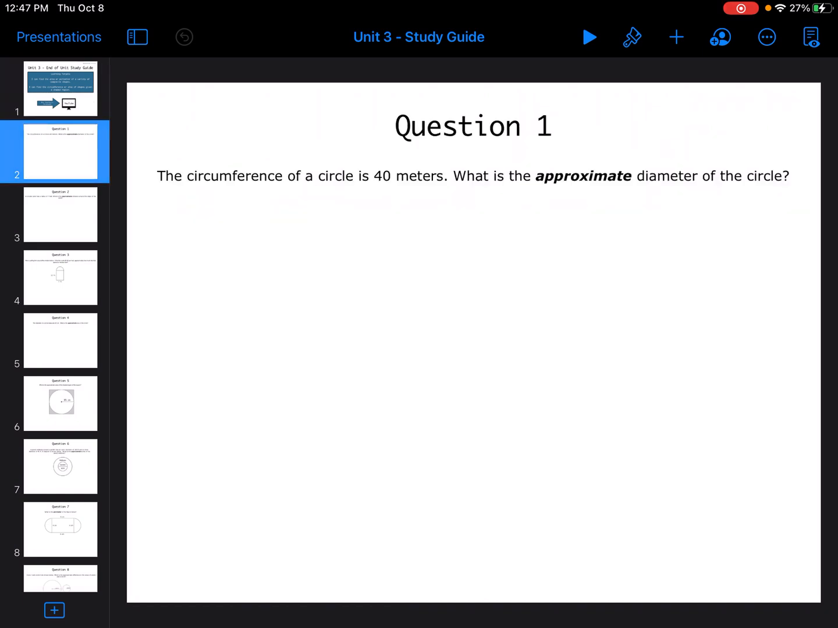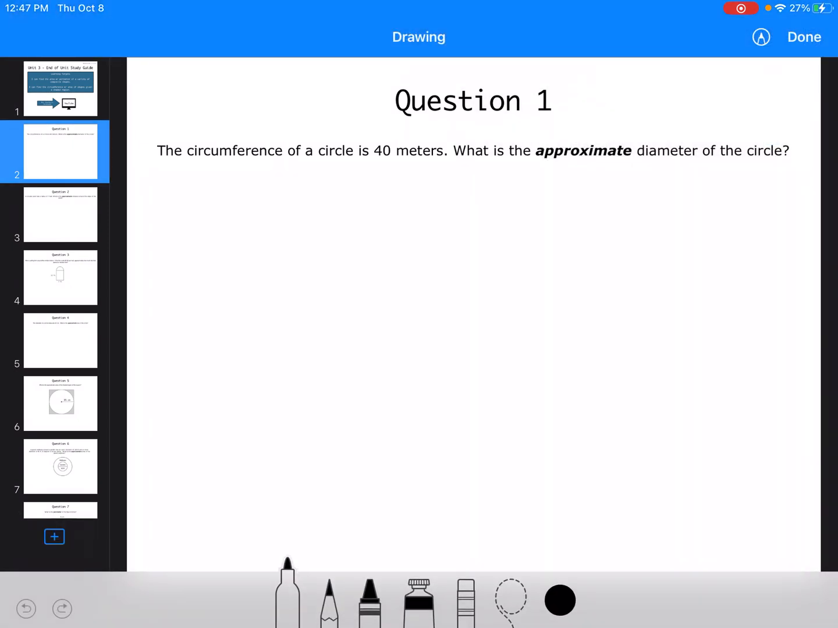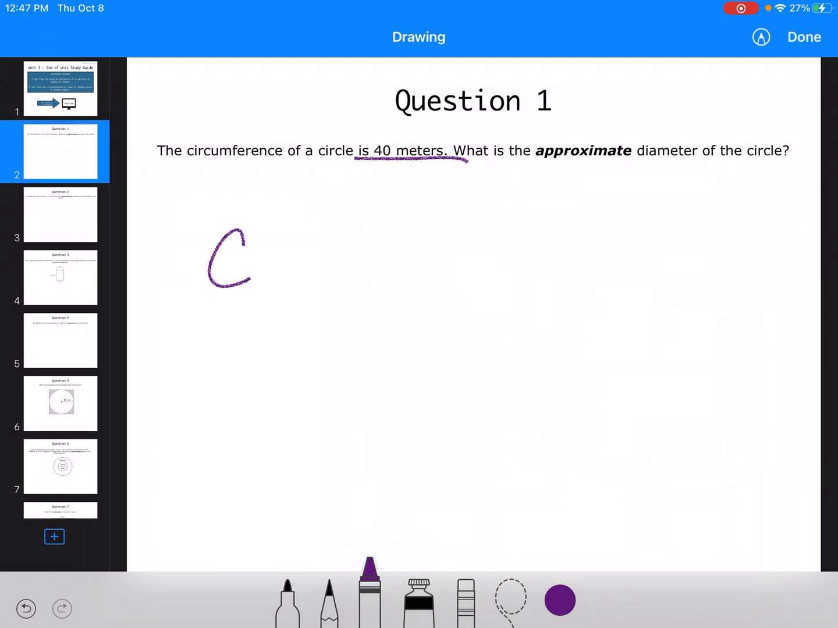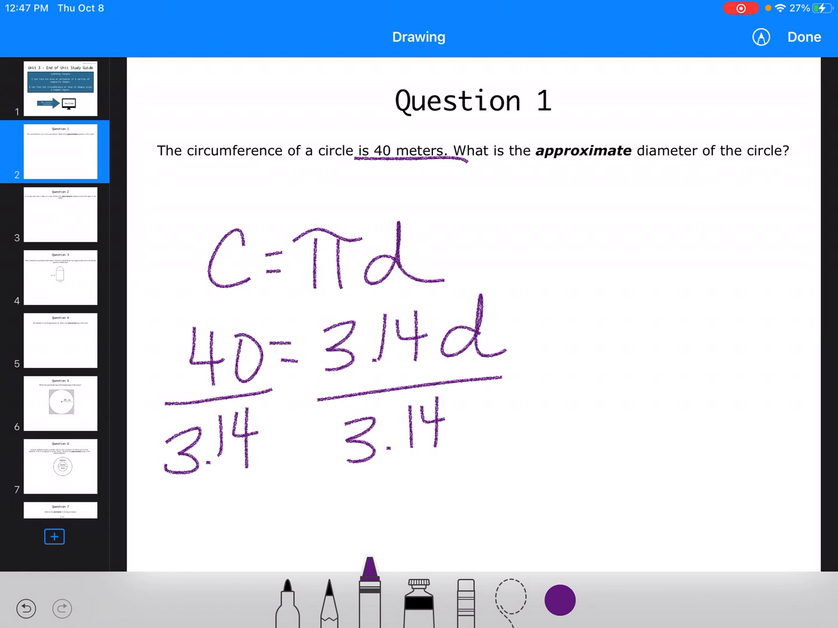So number 1 says the circumference of a circle is 40 meters. What is the approximate diameter of the circle? So I know I have two formulas for circumference. I can use C equals pi d. So I know I've got 40 and I know pi is 3.14, and that's times d. So to do the opposite, I'm going to divide by 3.14.